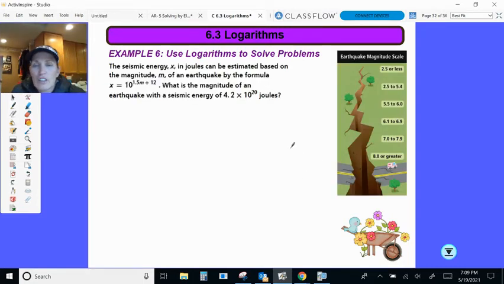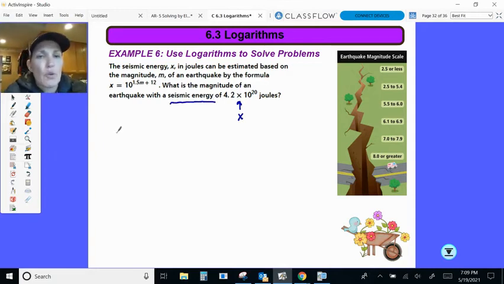So let's take a look at a little story type problem, I guess. So this just says the seismic energy X in joules can be estimated based on the magnitude M of an earthquake by this formula right here. What is the magnitude of an earthquake with a seismic energy of 4.2 times 10 to the 20th joules? So this is my X value, right? That's what my seismic energy is here, X, okay?